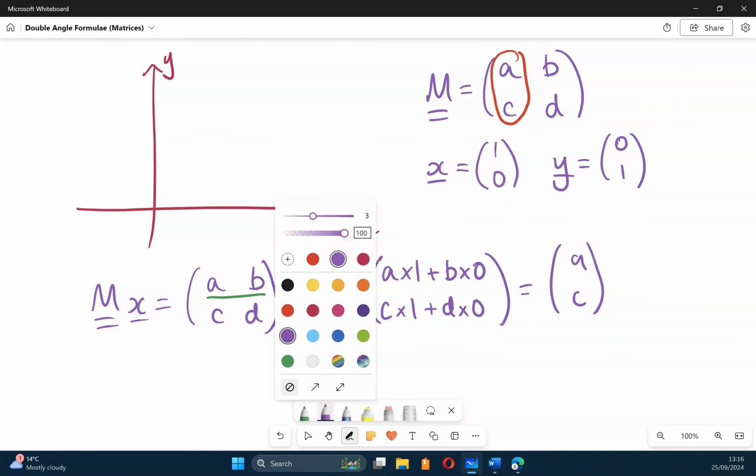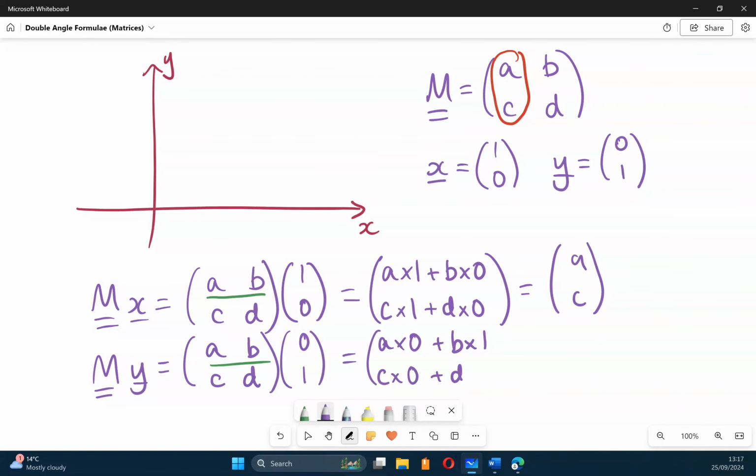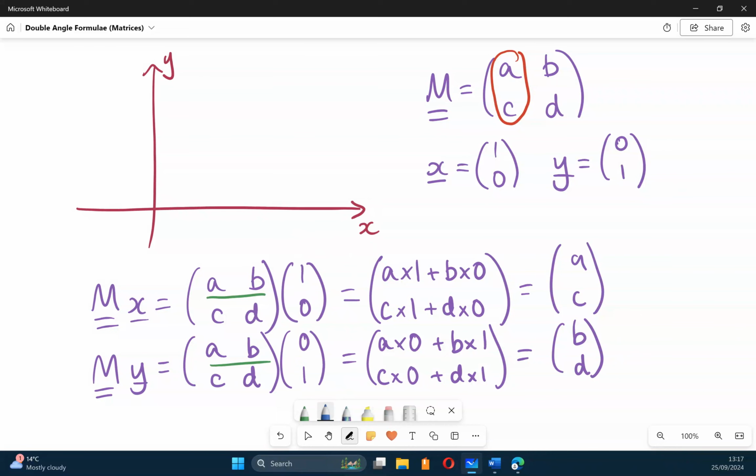Now what happens if I act with M on Y? This is A, B, C, D on 0, 1. So we get A times the top 0 plus B times the bottom 1, and C times the top 0 plus D times the bottom 1. And this is just equal to B, D. Now notice this is just the second column of this matrix.